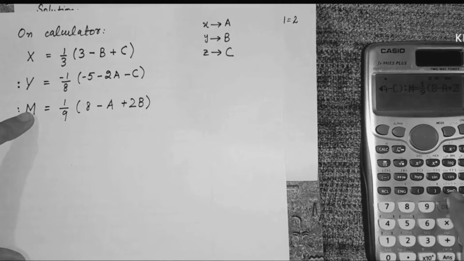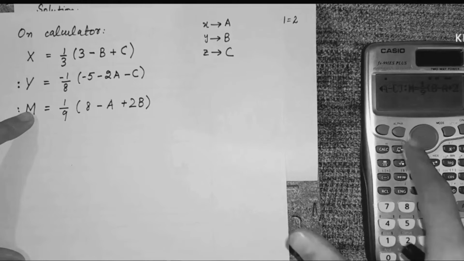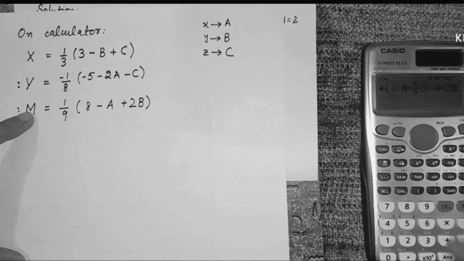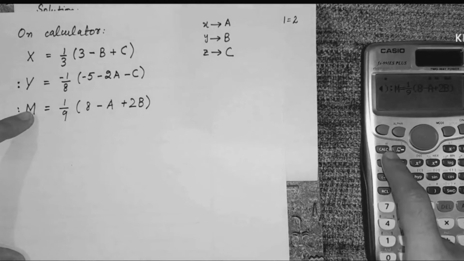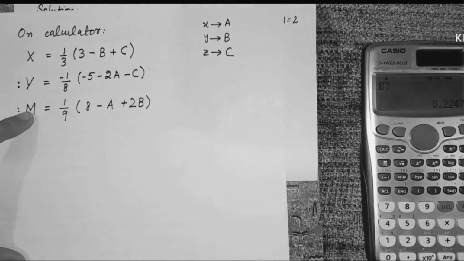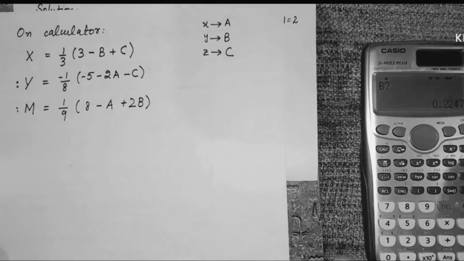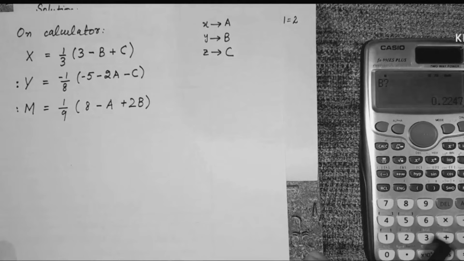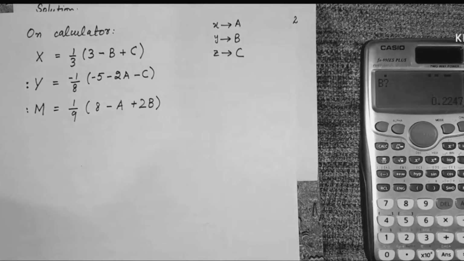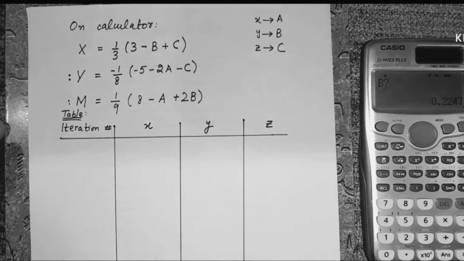alpha b. Where is b? Here it is. Oops, let me correct it. Alpha b, close the bracket. Now we will press this calc sign, press it. Okay, now the calculator will ask us for values. I'll draw the table real quick. So here is our table.